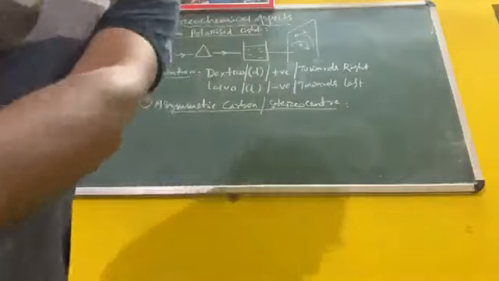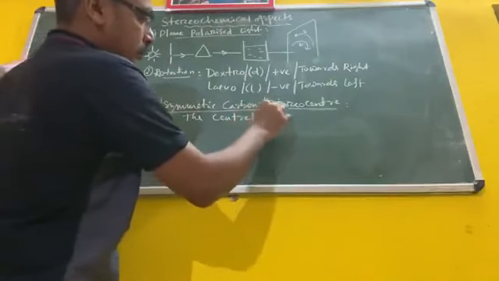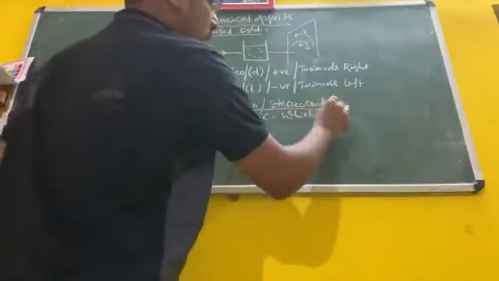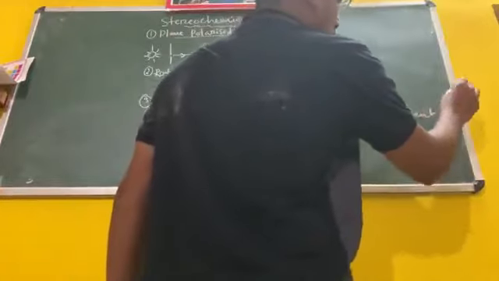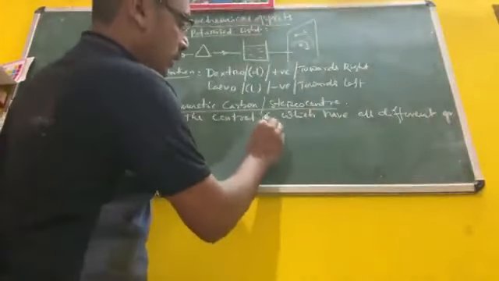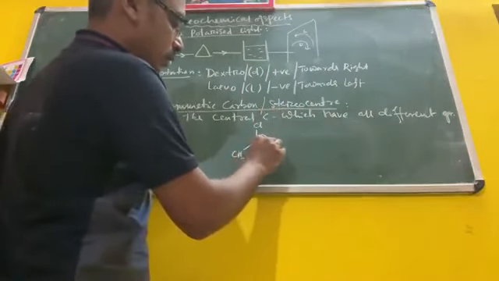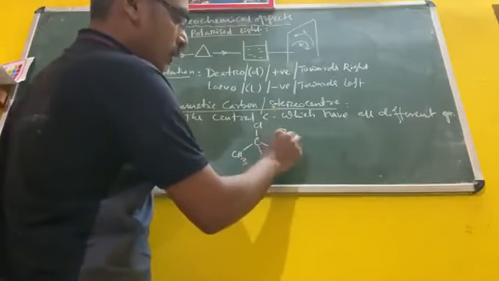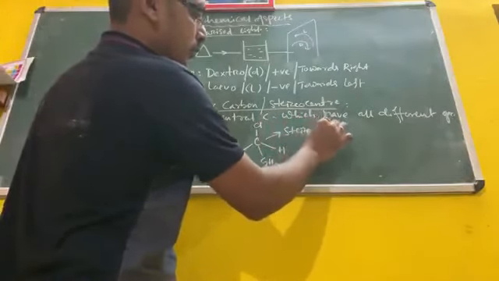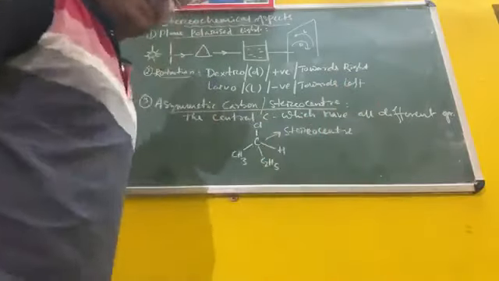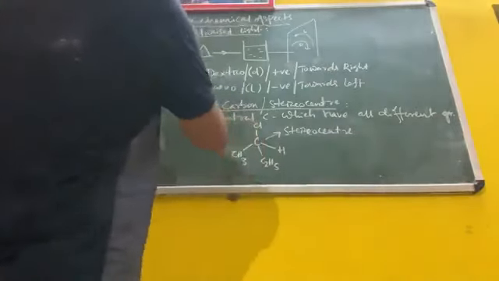So the central carbon which has all different groups, for example, suppose you take Cl, this one is CH3, this one is C2H5, and this one is H. This one is the stereo center, or asymmetric carbon. So these are all about it; then we will discuss the fourth point.